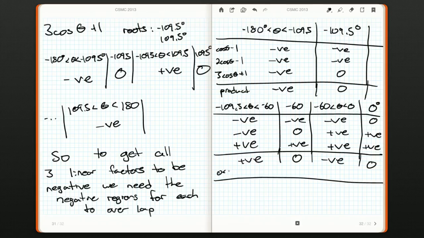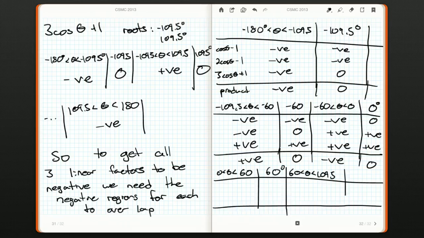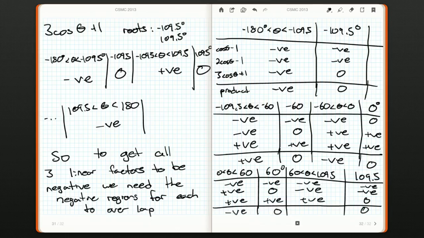All right, we can continue on. So 0 less than theta less than 60. 60 less than theta less than 109.5. So we can fill some of this stuff in. Positive, negative, negative. We can just go back and reference our previous charts if we need to. Positive, positive. So negative times positive, that product's going to be negative. That's 0, that's 0. A negative times a positive, that's going to be positive.